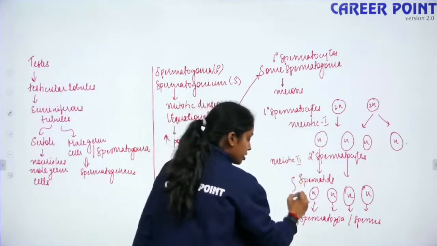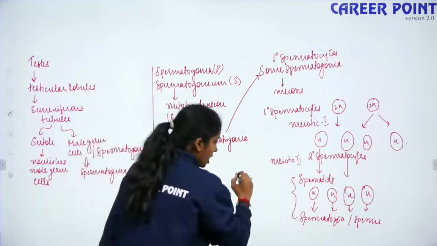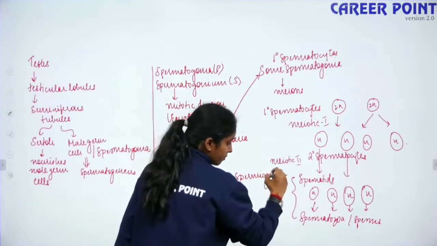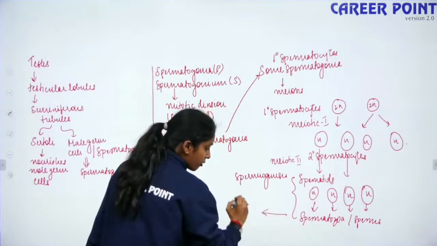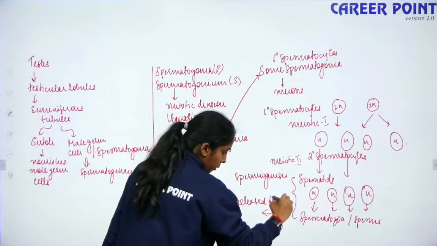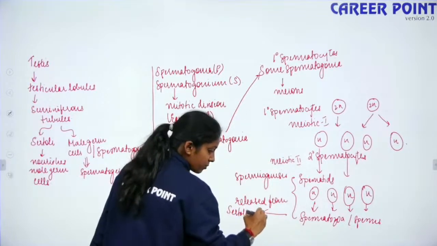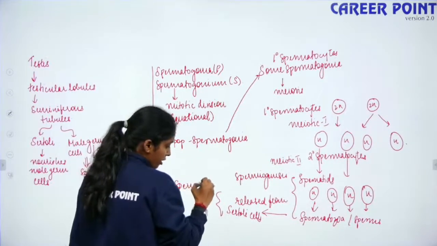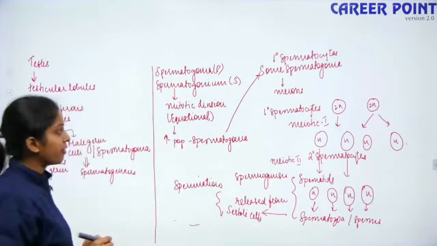This process of spermatids getting converted into spermatozoa is called spermiogenesis. Now these sperms get embedded in the Sertoli cells, and when they are released from the Sertoli cells, the process is called spermiation. Fine.